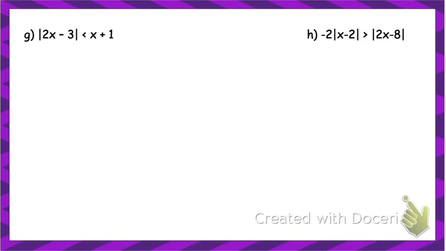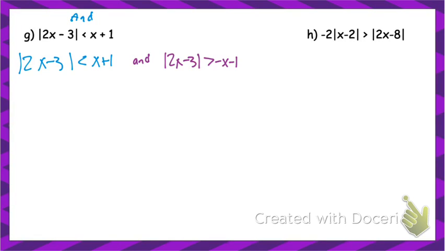All right, so we're going to look at 2 more algebraic examples and then 1 application. So same process here. We're dealing with less than is and. So this is going to be an and situation. The absolute value of 2x minus 3 is less than x plus 1, and the absolute value of 2x minus 3 is greater than negative x minus 1.